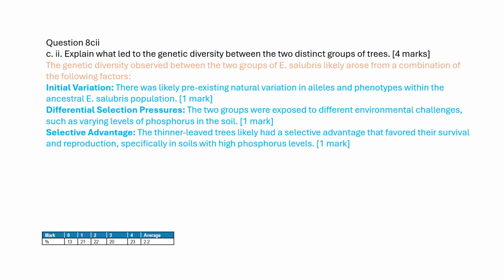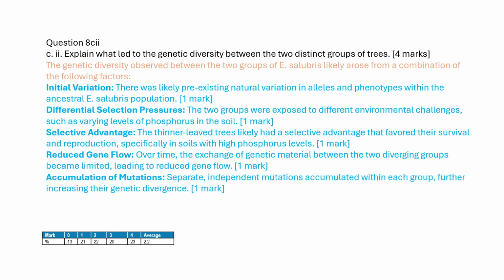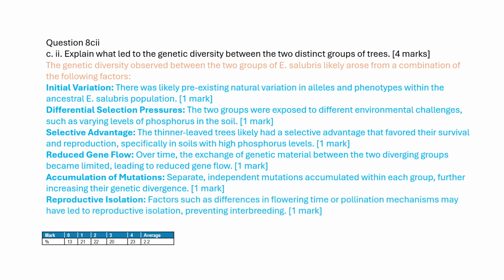Reduced gene flow. Over time, the exchange of genetic material between the two diverging groups became limited, leading to reduced gene flow. Accumulation of mutations. Separate, independent mutations accumulated within each group, further increasing their genetic divergence. Reproductive isolation. Factors such as differences in flowering time or pollination mechanisms may have led to reproductive isolation, preventing interbreeding.